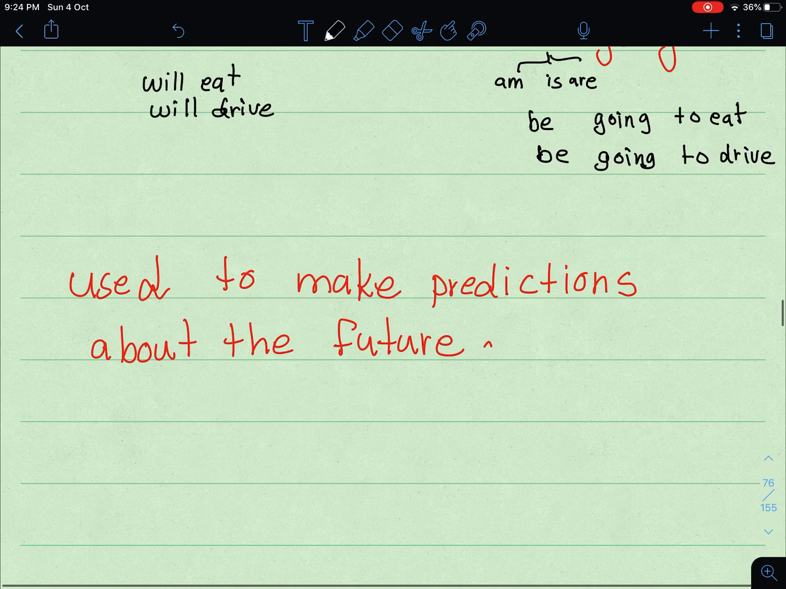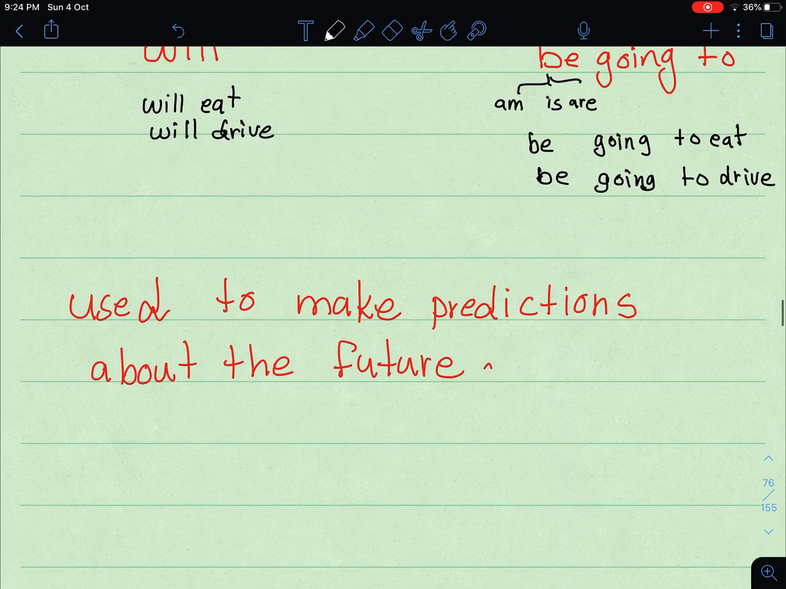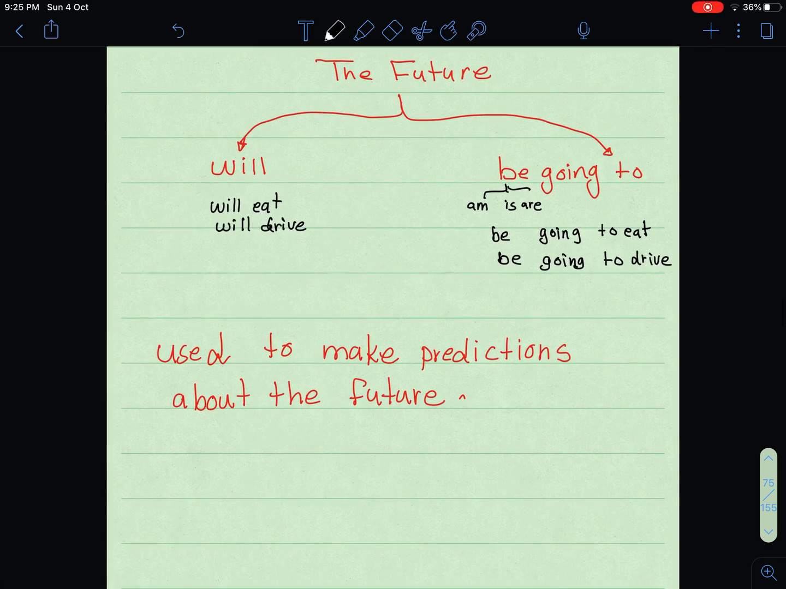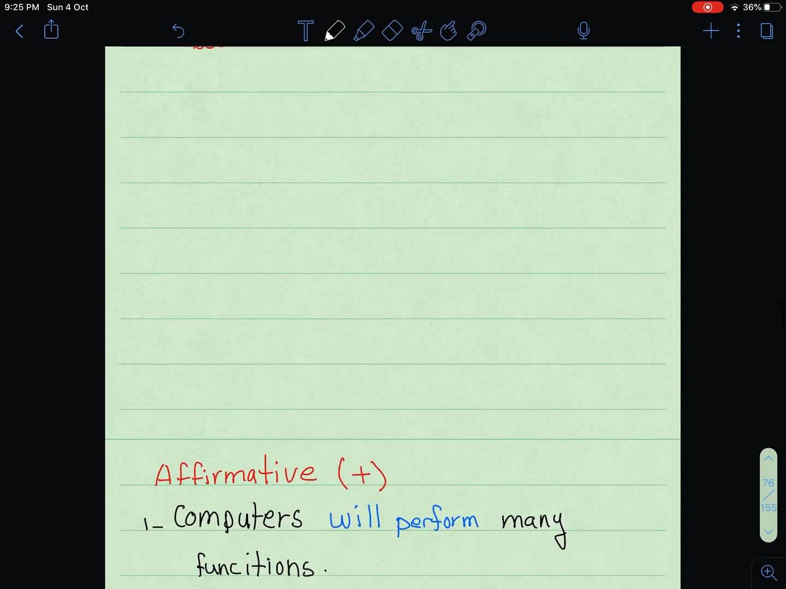Now, usually we use the future tense when we want to make predictions about the future. We want to talk about predictions in the future, okay? So this is the future tense, and we have two forms, either with will or with be going to. And the future tense is mainly used when we want to make predictions about the future. Okay, now let's move on.